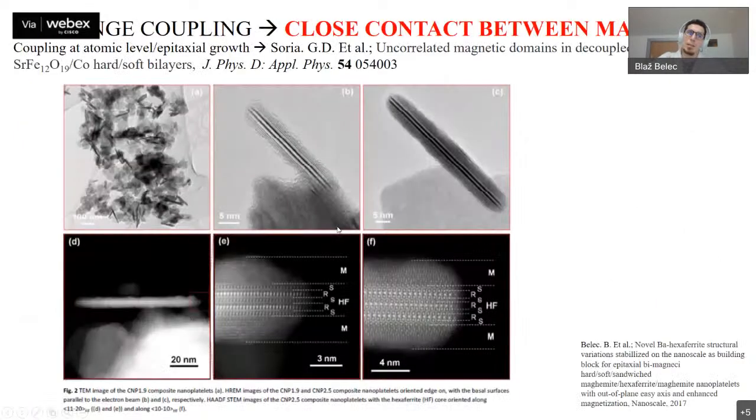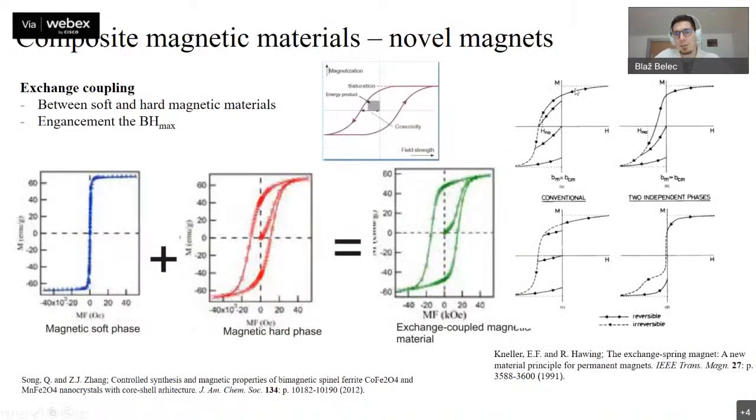So for exchange coupling to be really effective, the first one was a group from Spain, who reported that for exchange coupled materials, the materials have to be epitaxially grown together. Otherwise, we get just dipolar coupling, and we don't get a really broad hysteresis loop, but one with this kink.